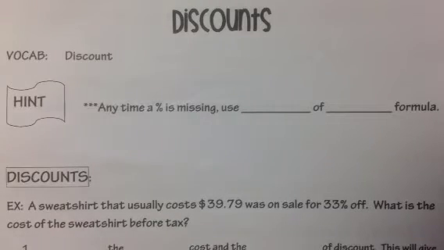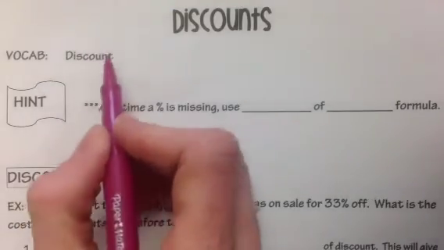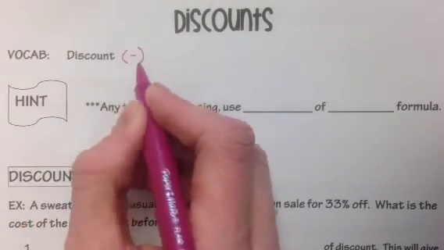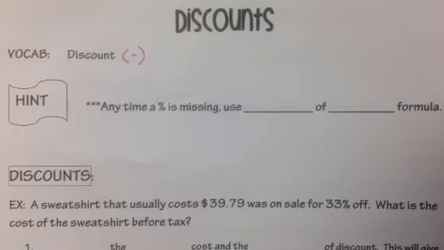Okay, moving on to discounts, basically the opposite of sales tax. So first of all, our vocab here. A discount is basically the decrease in the original price of an item. So with discount, we're thinking of subtracting, whereas with sales tax, we were adding back on. Another word for discount is on sale, or when your mom has a coupon. Those are all discounts. They're taking away from the total amount.